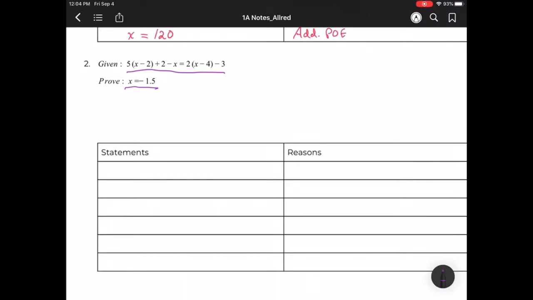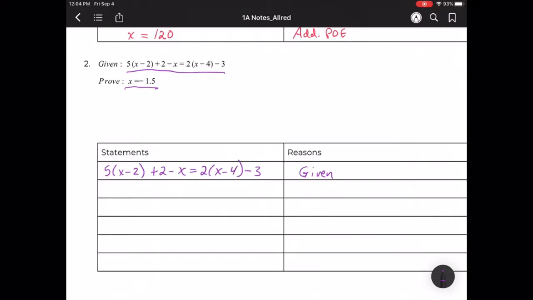And so again, the first thing you do is write this statement after the word given. That equation goes in the first blank, 5 parentheses x minus 2 plus 2 minus x equals 2 parentheses x minus 4 minus 3. And that is the given statement, or the given equation.